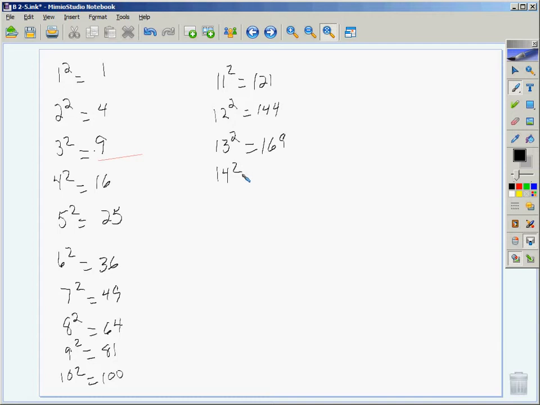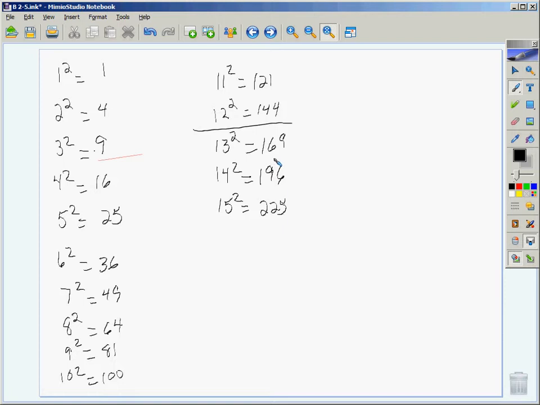14 squared? Anybody? 196. Whoa, genius. Did you do it on the calculator? Did you know it? Okay. Listen, it's not that I would expect everybody to know through 15, but you better know through 12. Okay? You just need to know that many. And you need to have them memorized, just like you'd learn how to memorize multiplying certain numbers together.